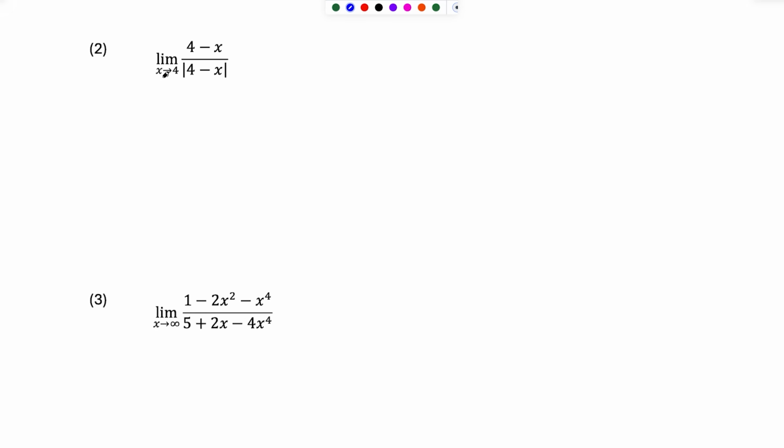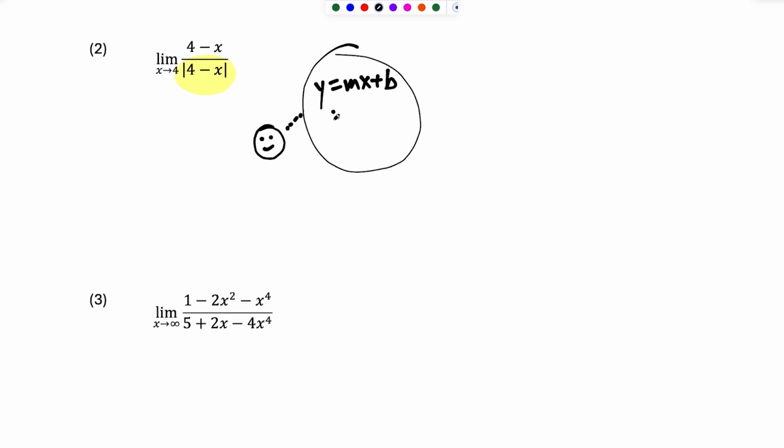Question 2, we're going to find the limit as x approaches 4 of 4 minus x over the absolute value of 4 minus x. For this one, the tricky part is the absolute value 4 minus x piece. So let's think about how to deal with this. What comes to mind here is the equation of a line, y equals mx plus b, where m is the slope and b is the y-intercept. In this case, we would have a slope of negative 1 and a y-intercept of positive 4. So this would be the linear part on the inside.